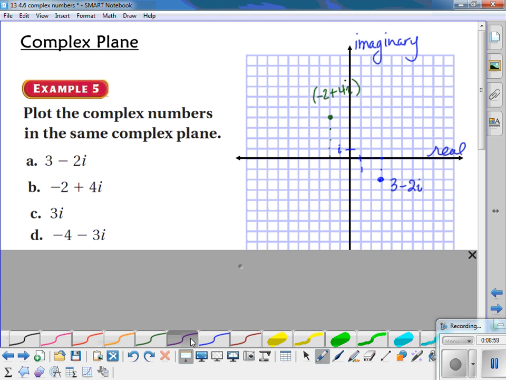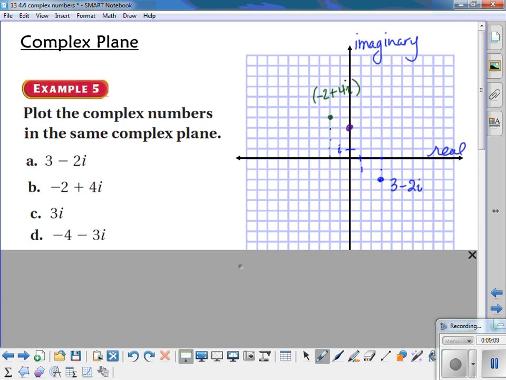All right, so C is just 3i. So do I have a real part? No. So am I going to move left or right? No, I'm just going to go up to 3i. 1, 2, 3i right there. It is the imaginary intercept.